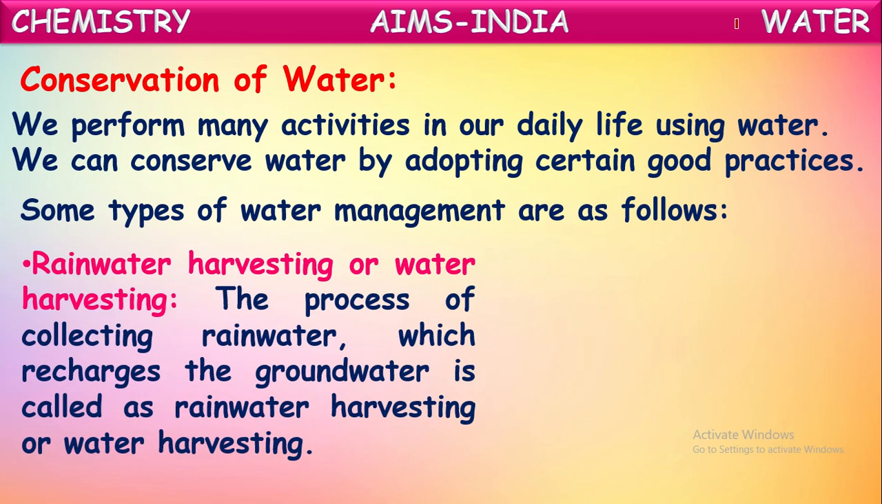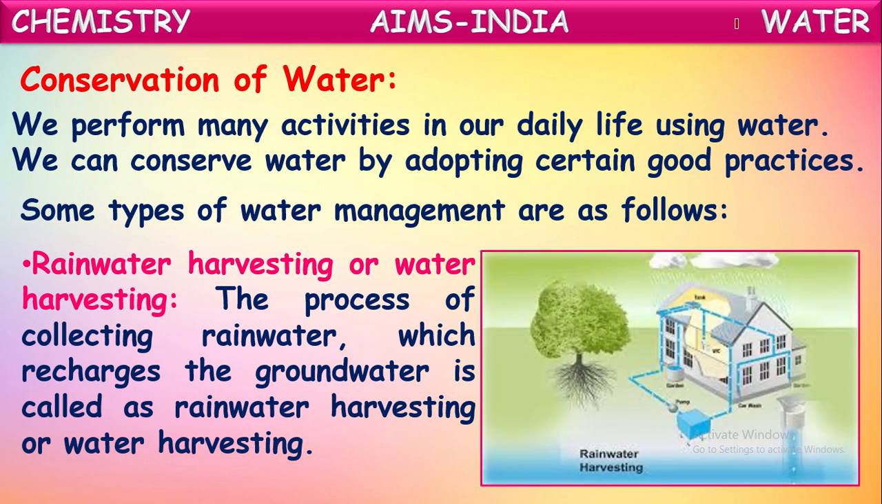One of the important ones is rainwater harvesting, or water harvesting, simply to say. It is a process of collecting rainwater which recharges the groundwater. It is called rainwater harvesting or water harvesting. What do they do? We collect this rainwater. When it rains, that water coming from the sky will be collected through different systems and will be sent into the sink pits. There, water will enter into the ground so that the groundwater level increases.